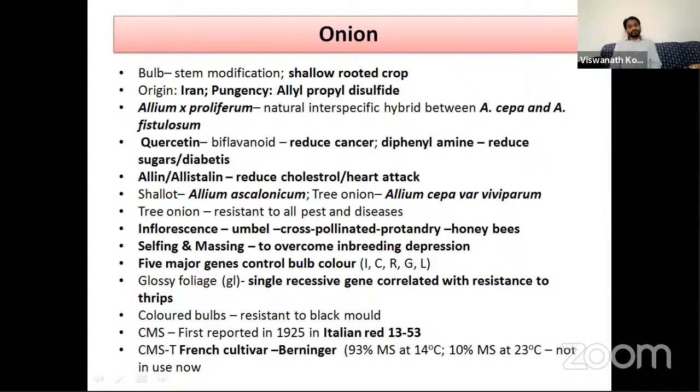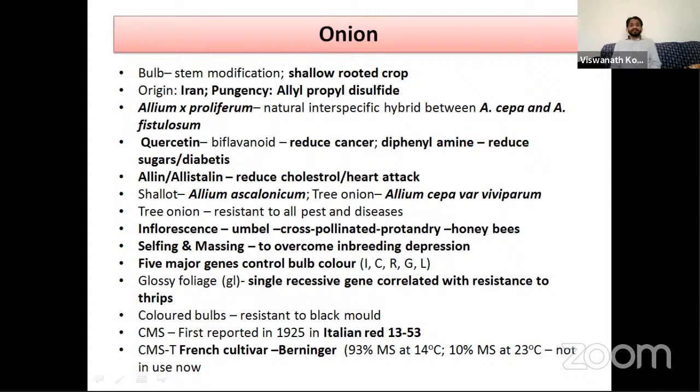So the bulb color in onion is governed by 5 genes, I, C, R, G, L, and the glossy foliage is a single recessive gene. It is correlated with resistance to thrips. You can say it is like an antibiosis mechanism. With the presence of the glossy leaf surface, the thrips may not prefer feeding on the glossy foliage onion types. So the colored bulbs are said to be resistant to black mold disease.